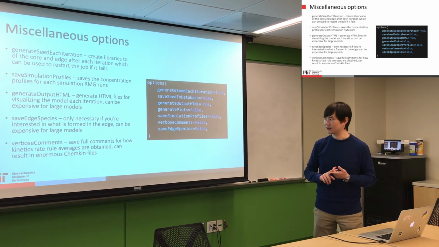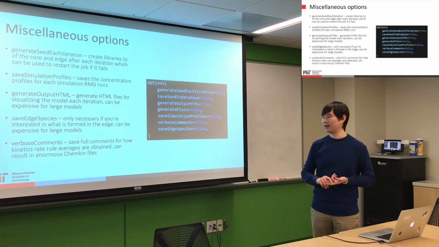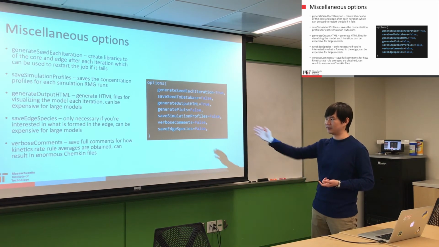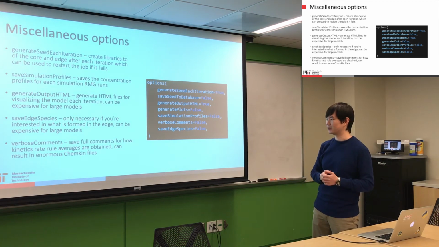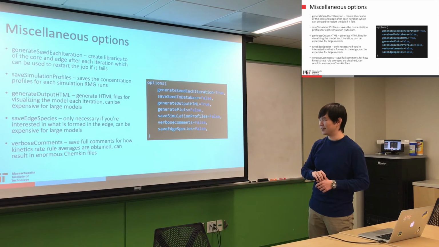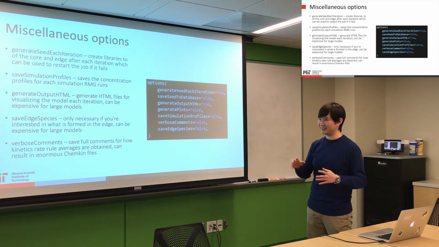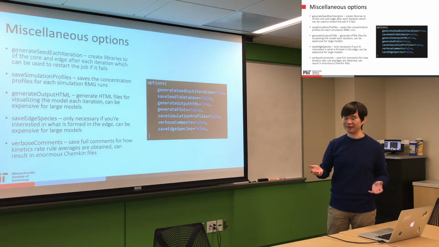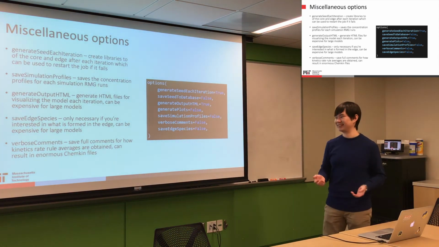Unless you're explicitly interested in what's being formed in the edge, then you generally don't need to save them, because the core is the actual mechanism that you want. And then verbose comments is an option to basically save full comments for how we average the tree for kinetic simulation.